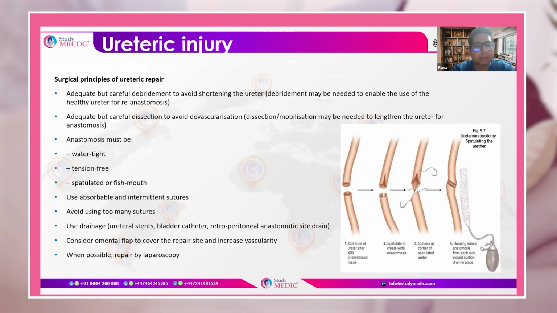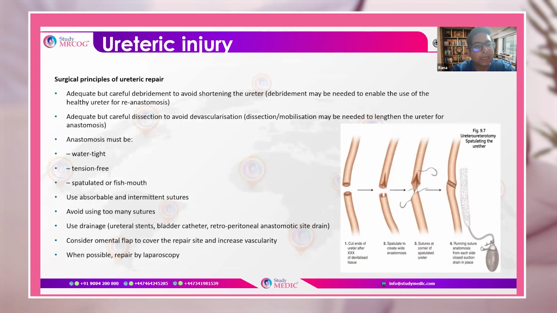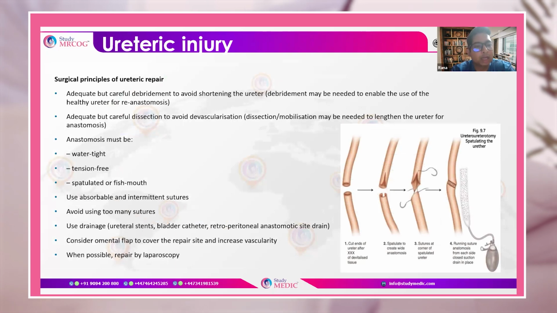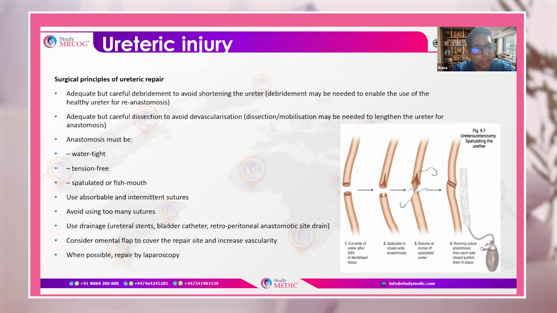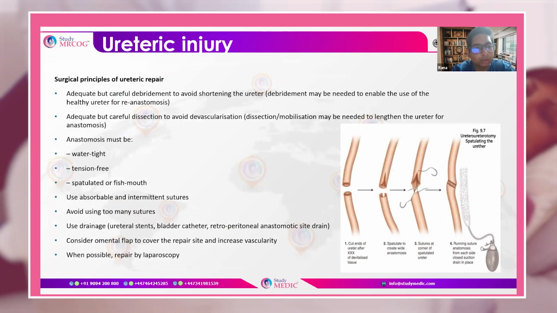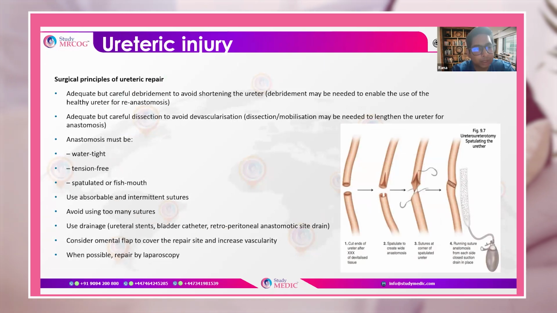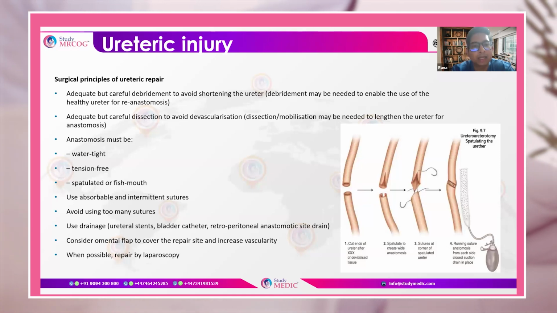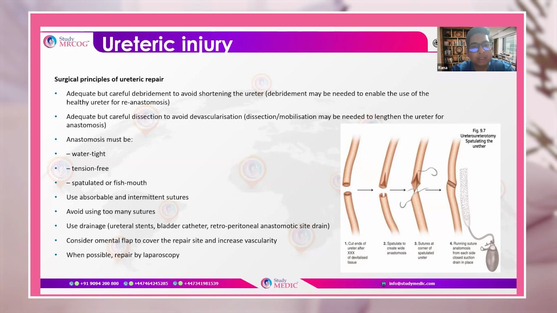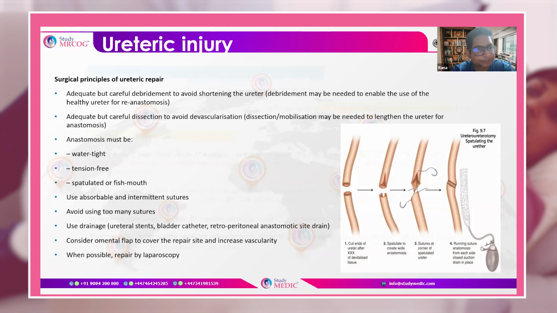You will be knowing the basic principles of ureteric repair, like the anastomosis should be watertight, tension-free, spatulated or fish-mouth kind of appearance. It's preferable to give interrupted sutures with an absorbable suture. And you need to do stenting. If there is an injury where the tissue has been devitalized, you need to perform debridement also.